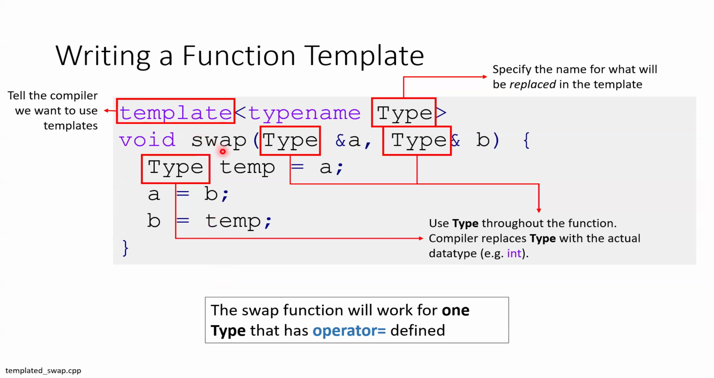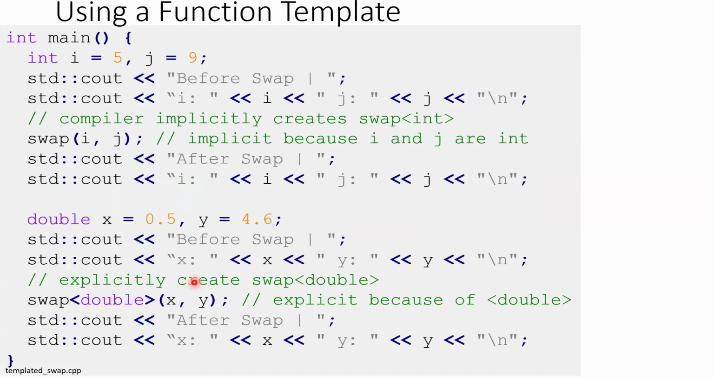And in this case, the swap function will compile if you're passing in one single type for A and B. And this type must have the assignment operator defined because you're coding it in here. To use it, for example, we have two integers i and j. You can directly call swap with i and j, and it will work without issues.